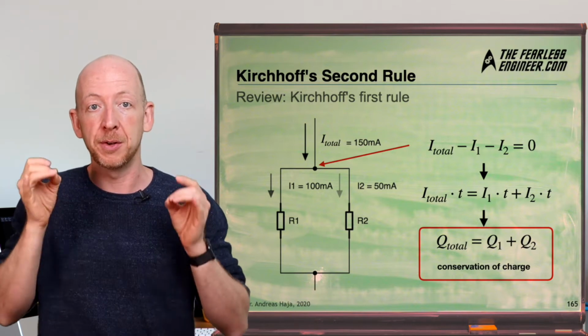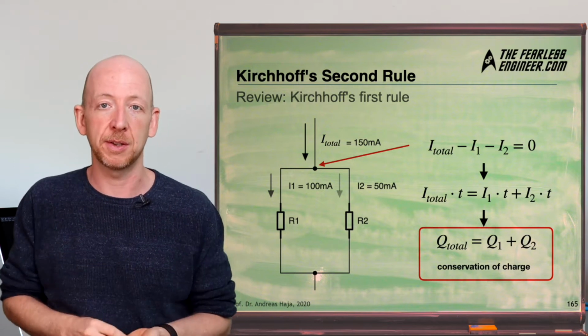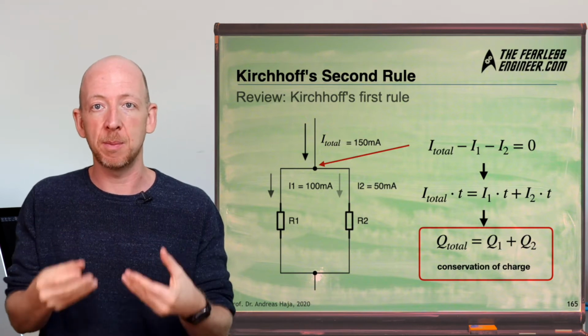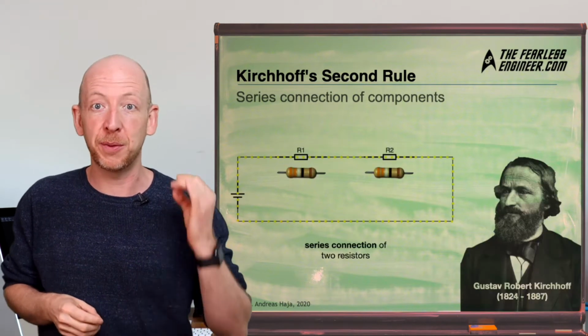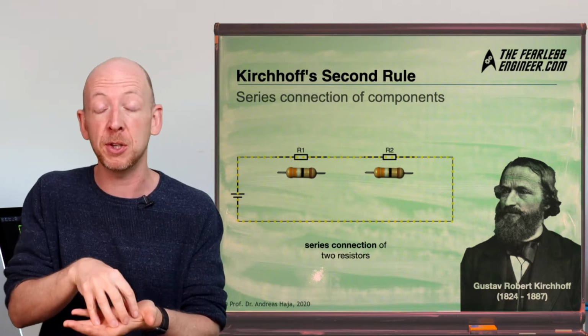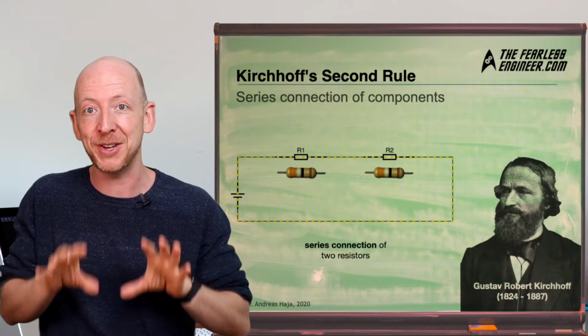Or in other words, there are no sources and sinks for the electric charge within a circuit. Charges don't disappear and the number of charges remains the same throughout the circuit. So Kirchhoff's first rule is a conservation law for the electric charge, and the second rule, which is what we will be talking about now, is also a conservation law, not for charge but for energy instead.